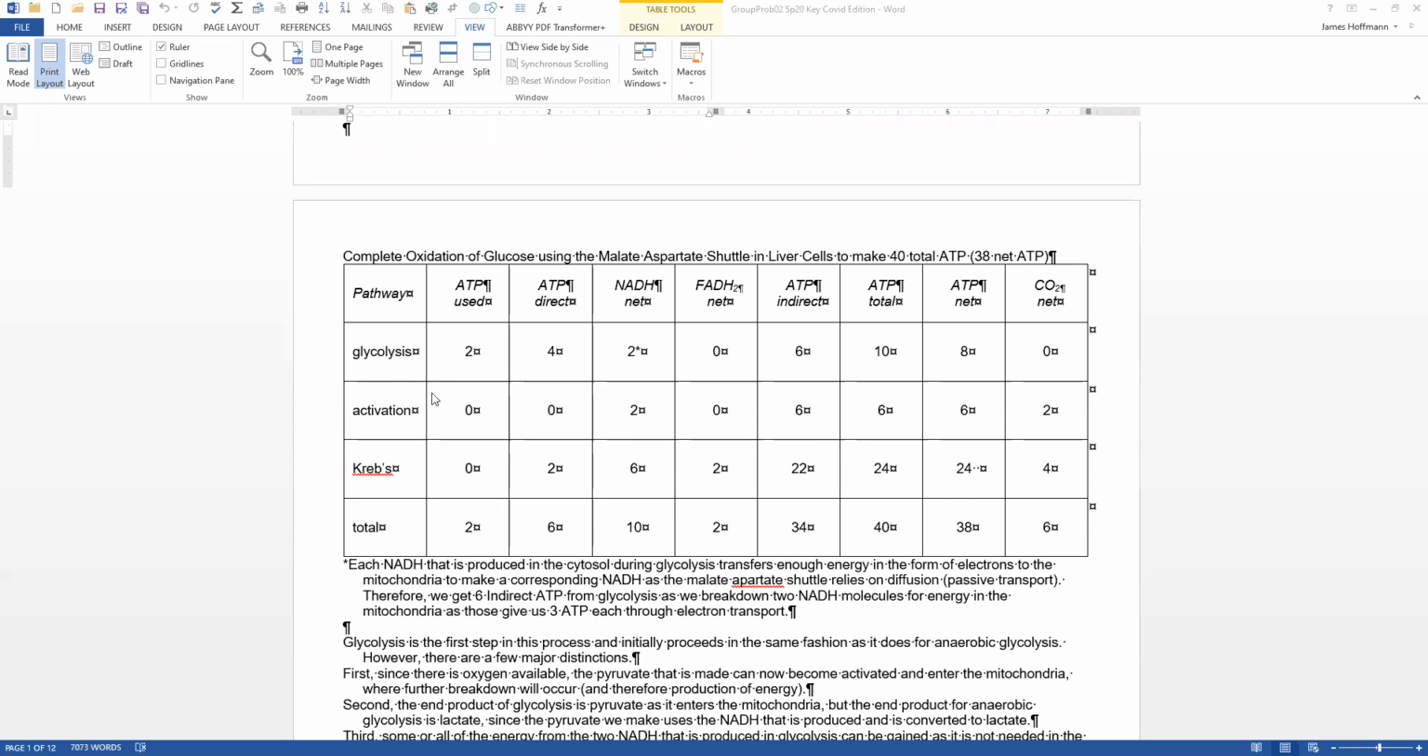Well, we didn't use any for activation, so the net is still 6. So in this case, they're the same number. In the case of glycolysis, they're different, and that's because we have to use 2 ATP to start the whole thing. So the point that Jessica's making about the semantics, right? Make sure you understand the semantics and you're reading the question carefully, right?